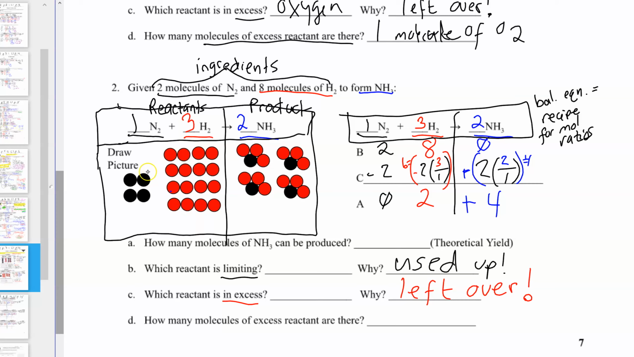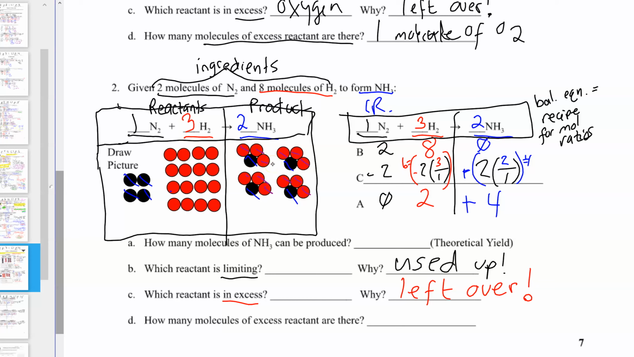So let's say I'm going to use up all 4 nitrogen atoms. That's 2 N2 molecules, 1, 2, 3, 4. It's going to get me 1, 2, 3, 4. So there I've used up all my nitrogen. We're calling that limiting. And now let's see, if I use up 4 nitrogens, how many hydrogen do I need? 1, 2, 3, 4, 5, 6, 7, 8, 9, 10, 11, 12.